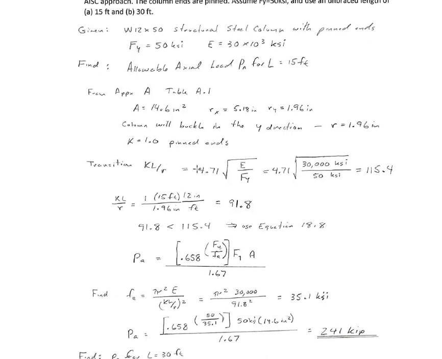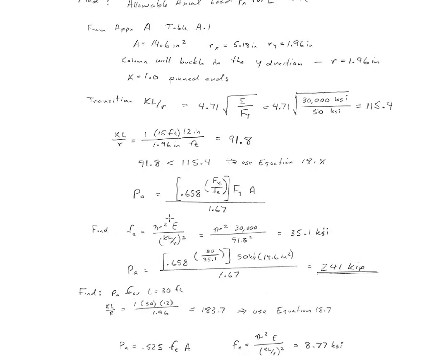Okay, so all of these design problems start with calculating your transition slenderness ratio. So here we use the formula for the transition slenderness ratio, and we get 115.4. Our actual slenderness ratio for this design problem is 91.8, so therefore 91.8 is less than 115.4, so we're going to use equation 18.8, and that uses this equation right here. Notice that in the exponent, we got this term here. That's our Euler's critical stress. So we need to calculate that first. That's what I'm doing here. That critical stress number goes into the exponent here, and then we solve the equation for 241 kip.